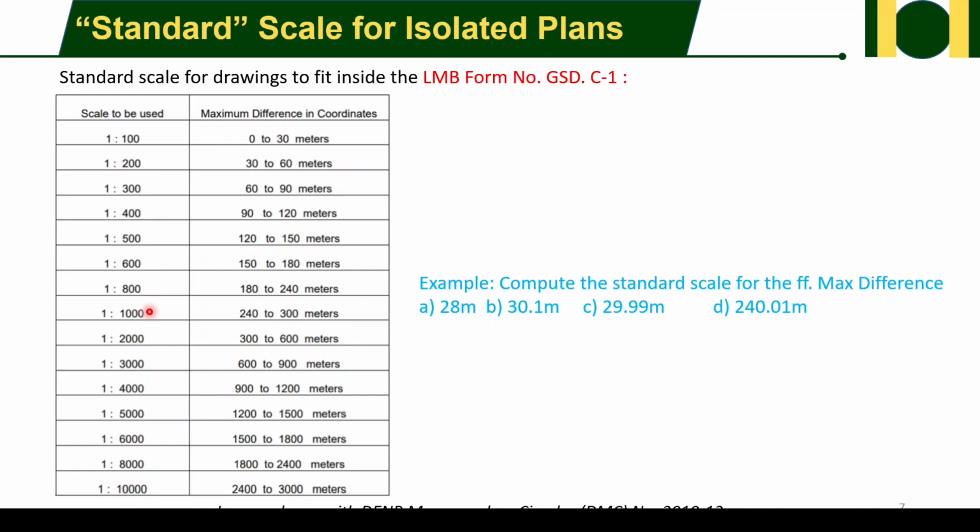then 1,000, 2,000, 3,000, up to 10,000. It's easy to memorize because it goes 1, 2, 3, 4, 5, 6. There is no 7, and then directly to 8. Then from 1,000, just add zeros to this one: 100, 200, 300, 400. That would be the succeeding standard scales for isolated plans.